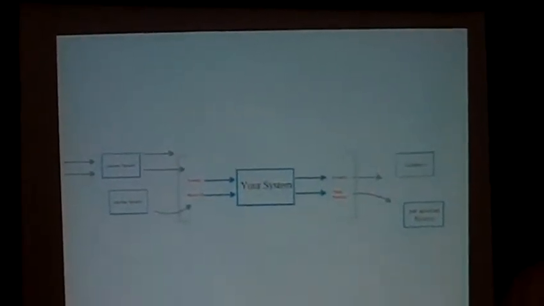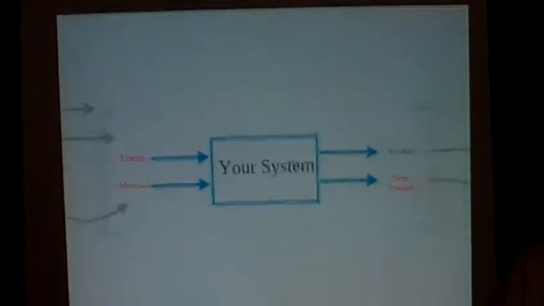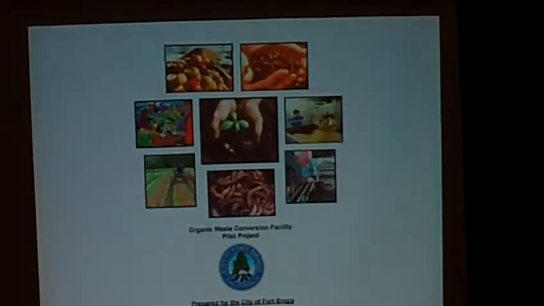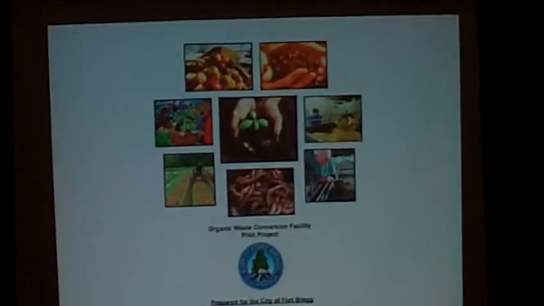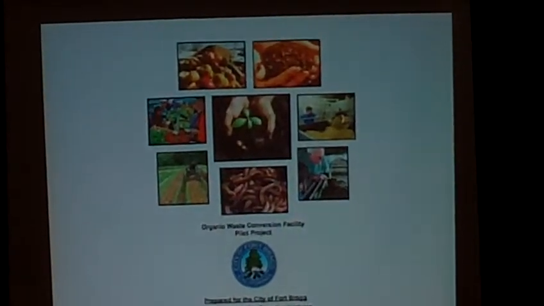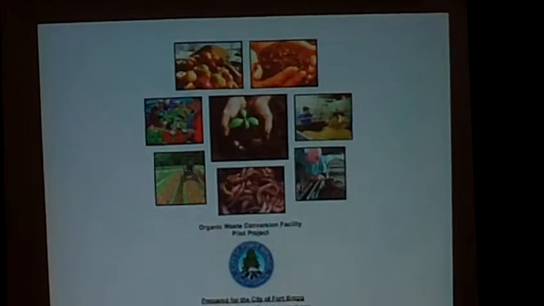So how does your system relate to the other systems that it relies upon in order to be a thriving business? It's not just a system in isolation. And so one of the things that we did with this Fort Bragg project, this is the cover of the feasibility study, and we also authored a pilot project that is having a hopefully very exciting call tomorrow about getting the pilot project on the ground.